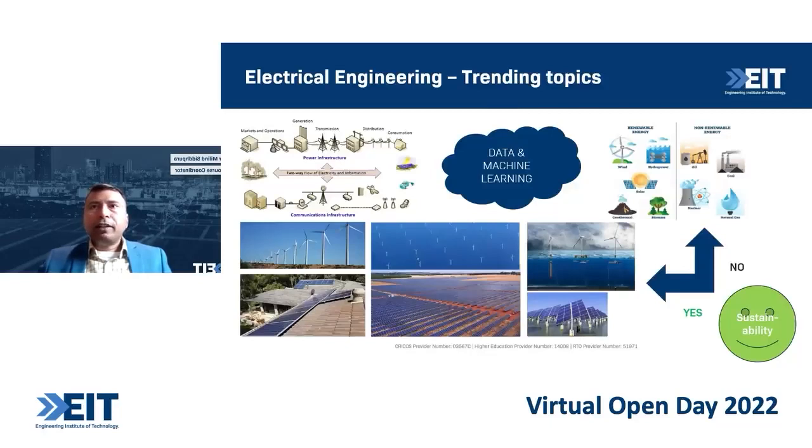All right, so some of the trending topics of electrical engineering. You can see here a layout or schematic showing you the power infrastructure. So how power is produced in a power plant, transmitted through the poles, distributed, and the electricity is consumed at a location, which could be a house or a factory. Then there is a communication infrastructure with the mobile devices and the mobile networks. The entire communication infrastructure also is a hot area for electrical engineers. And data and machine learning is also trending in electrical engineering as well.